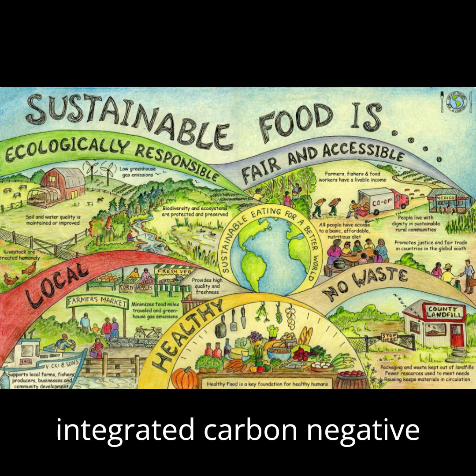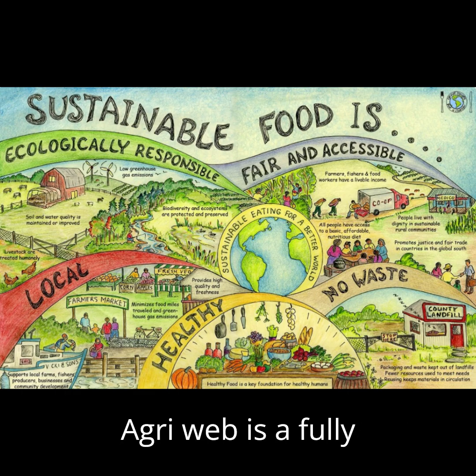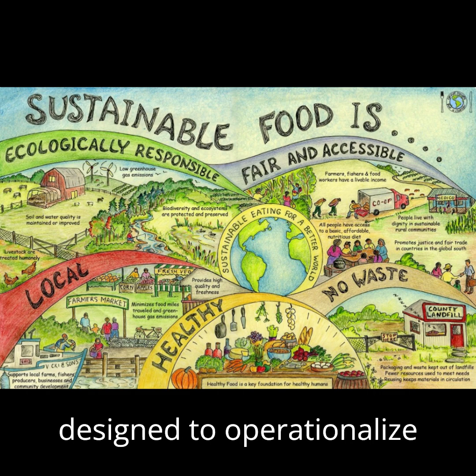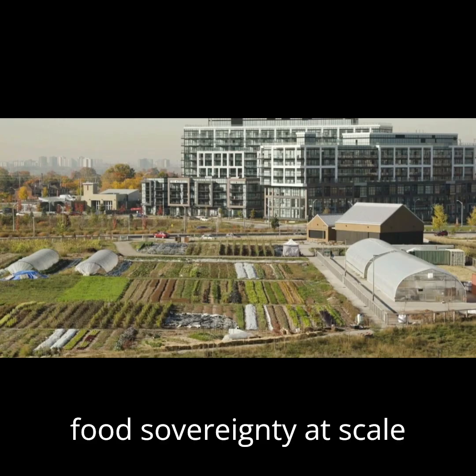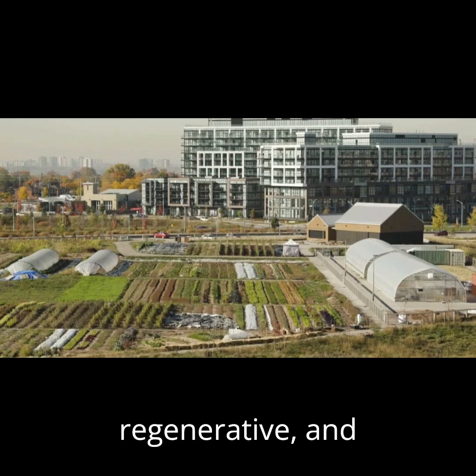The AgriWebb, an integrated, carbon-negative community food system. The AgriWebb is a fully integrated food, energy, and carbon management system, designed to operationalize food sovereignty at scale, while remaining economically viable, environmentally regenerative, and democratically governed.